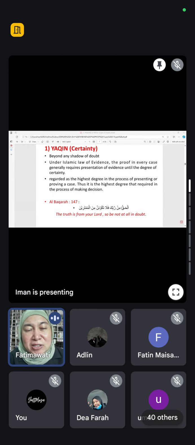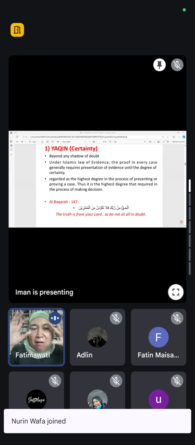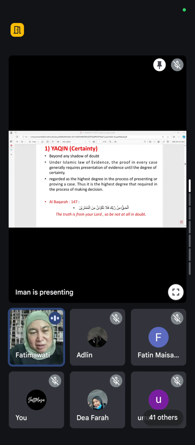Yakin maknanya beyond any shadow of doubt. So, under the Islamic law of evidence, proof tu kena ada. Kalau nak sampai ke tahap yakin tu, kena sampai there is no doubt at all. So, this is the highest degree. So, you have the Surah Al-Baqarah ayat 147 which says the truth is from your Lord. So, be not at all in doubt. Okay. So, there's only one ayat for yakin. Next.